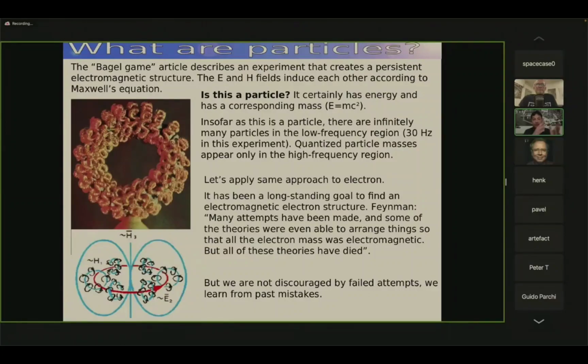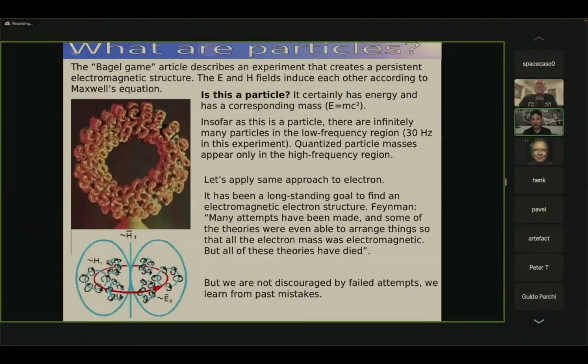So if we can think of this as a particle, this is very interesting because we can understand its electromagnetic structure. We can calculate from Maxwell's equations how induction happens inside. So if a particle has electromagnetic structure, can we apply the same approach to the electron to somehow find out what its electromagnetic structure is? And this actually has been a long-standing desire in physics. We are not the first with this idea. Already Fleischman had this quote, which I will now read.